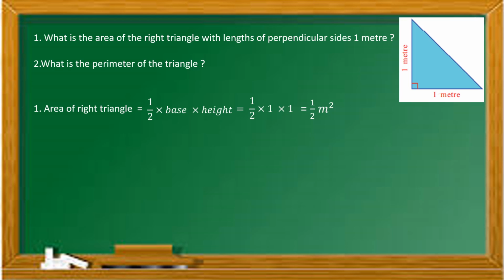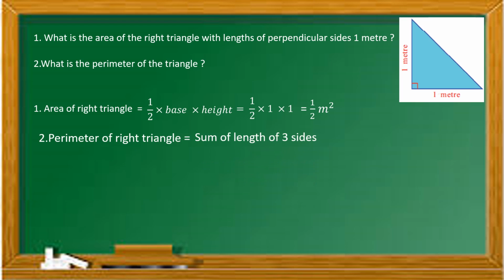So the next question is perimeter of the triangle. What is perimeter of a triangle? Sum of length of 3 sides. But here what you have? You have only base and height. We need the length of hypotenuse also. Only after getting the length of hypotenuse we can find the perimeter. Then how will you find the hypotenuse? Yes, by using Pythagoras theorem.